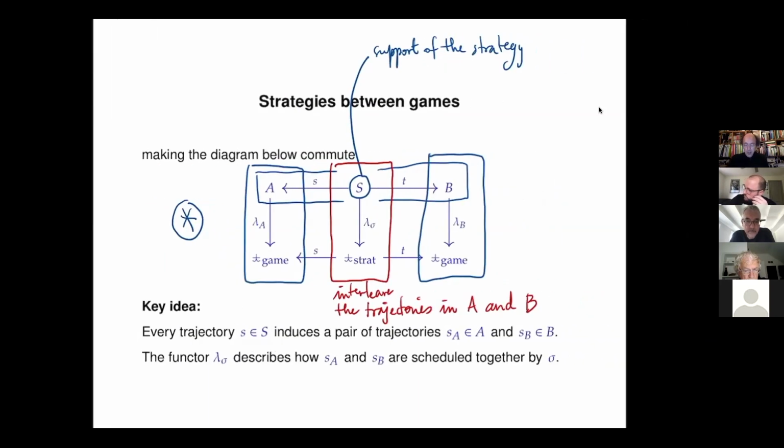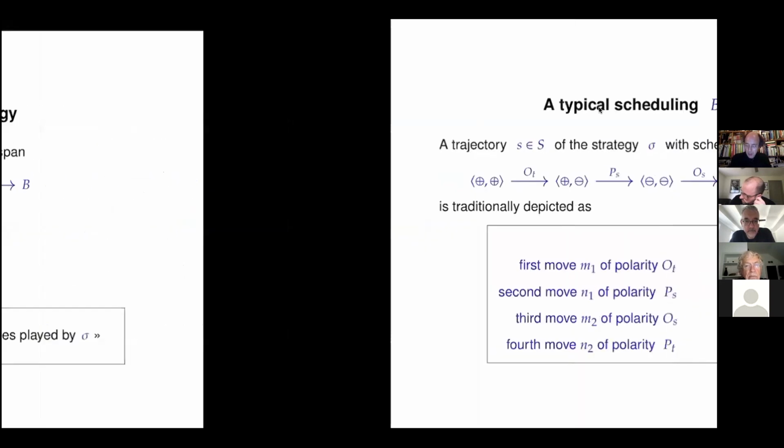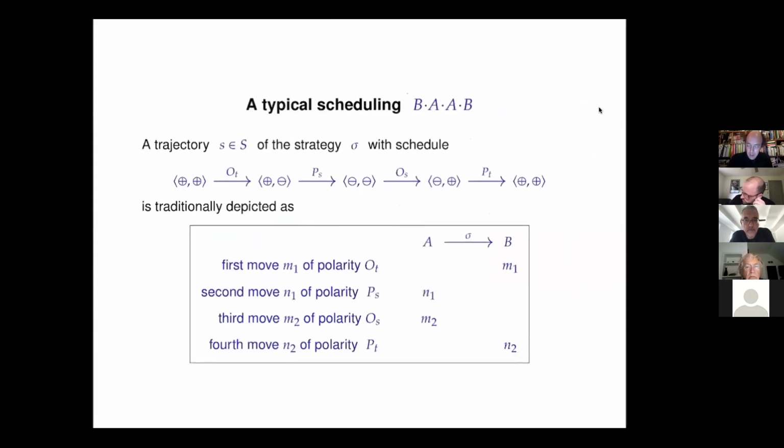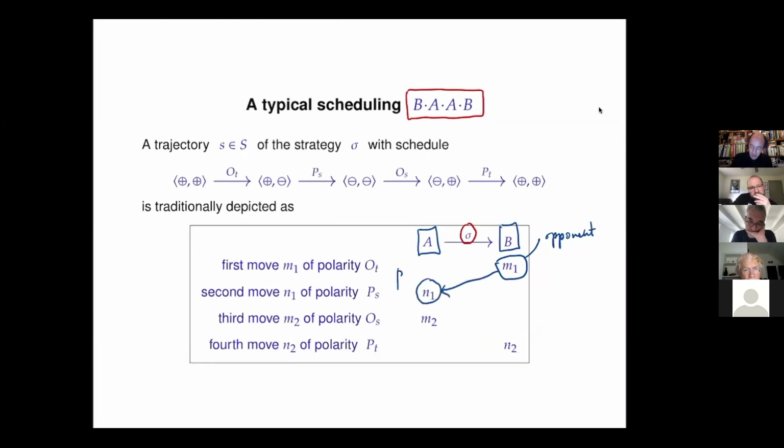Okay, maybe I will explain with an example. So a typical scheduling, BAAB. I have my strategy here, and then I have my game A and my game B. And what the strategy does is, opponent is playing here, and the strategy will just take that and play here. This is the player, proponent. And then opponent is playing here, and then proponent is reacting here. And so you see here that there is some information about interleaving. So maybe this is where we have some time here. So this is 1, 2, 3, 4.